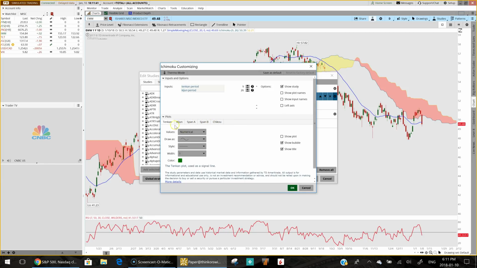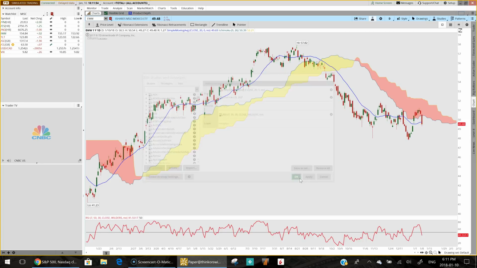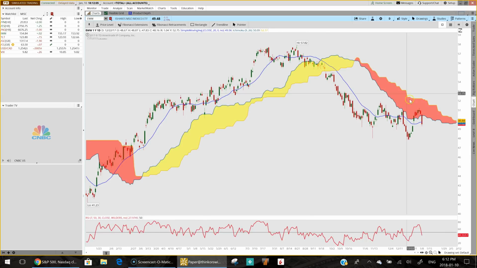You can do that a couple of different ways. If you're a Thinkorswim user, you can just highlight these 3 tabs and make sure you uncheck the show plot area. Or on most other platforms, just change the color of those 3 lines to the same color as the background on your chart and they will disappear. So all you're left with is this pink or yellow clouded, shaded area.